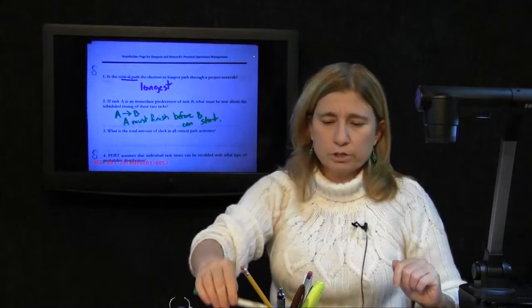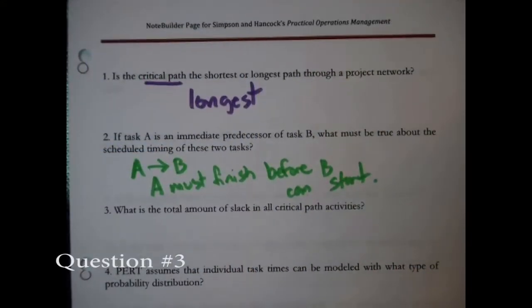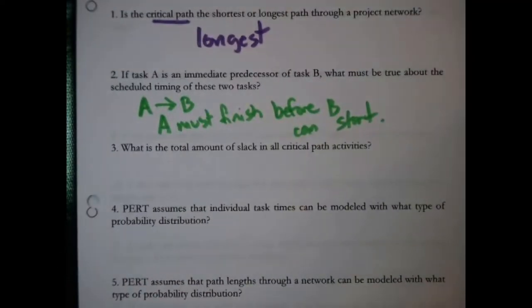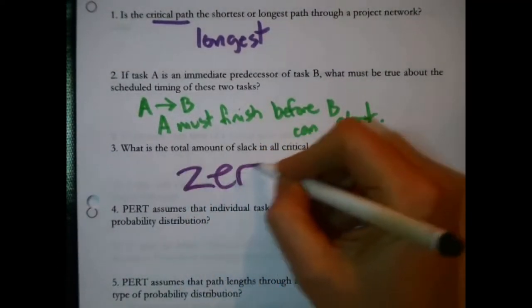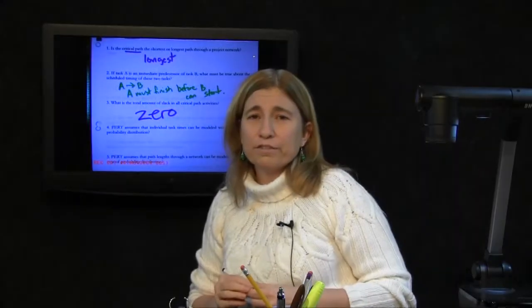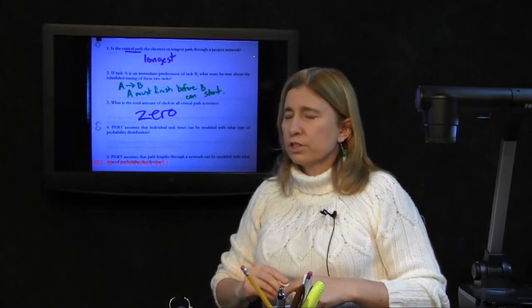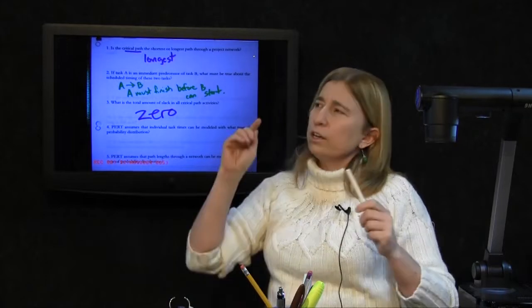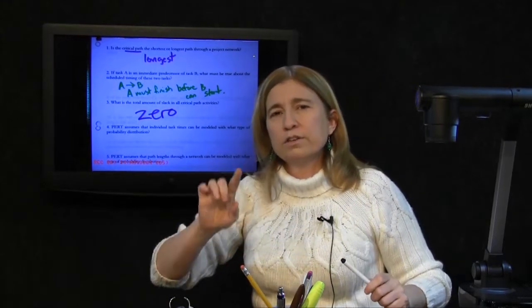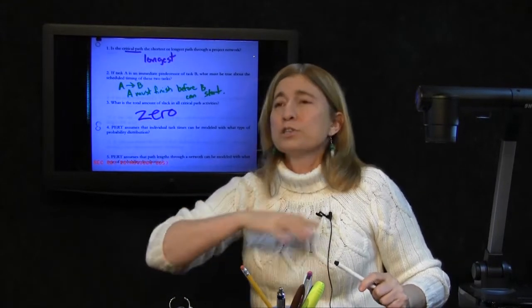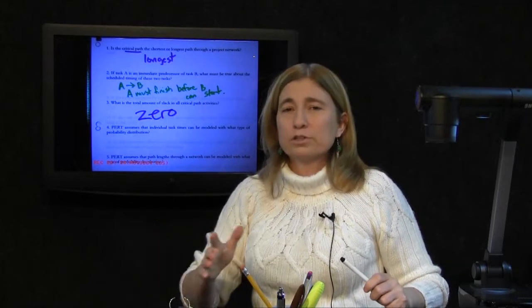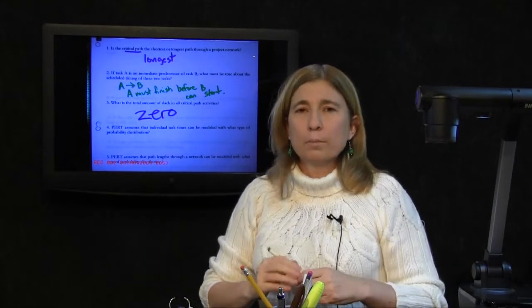All right, next question. What is the total amount of slack in all critical path activities? That's easy to answer. 0. Another definition for the critical path. It's not just the longest path through the network, it is also the set of activities with 0 slack. So the sum of all of their slack is going to be 0 automatically.